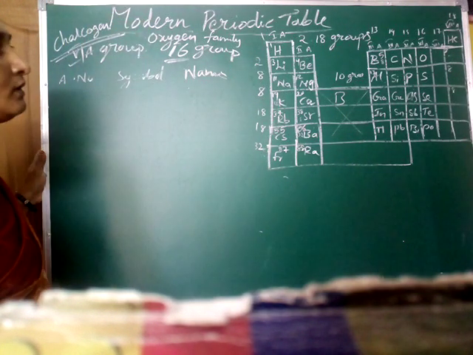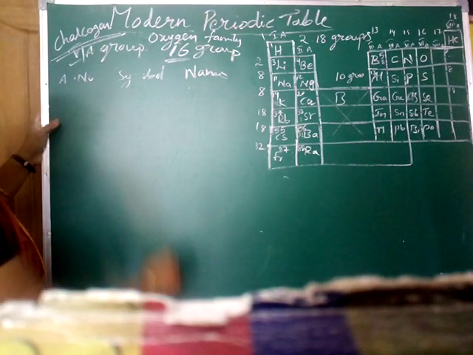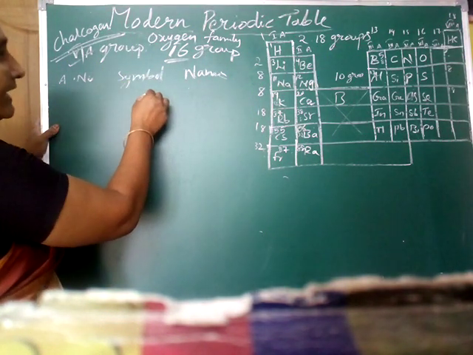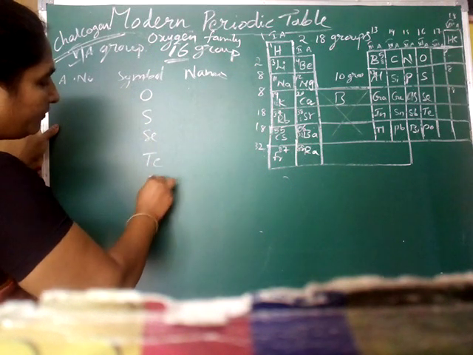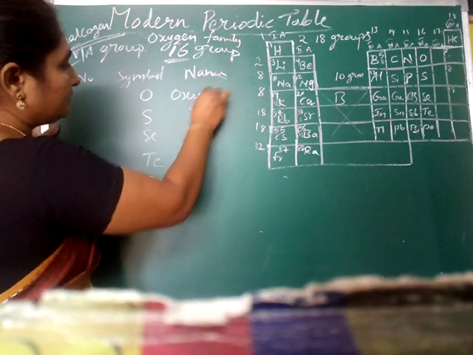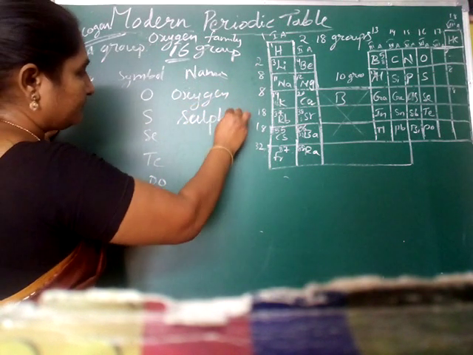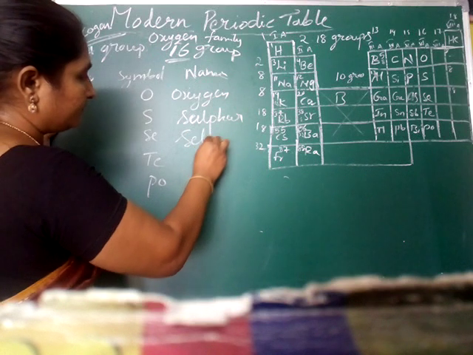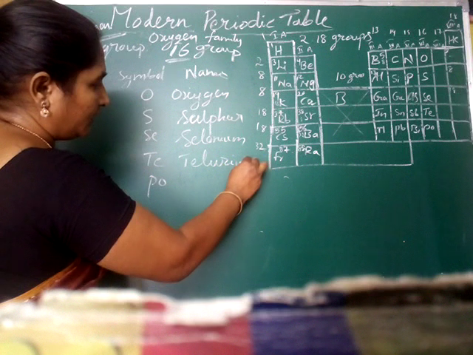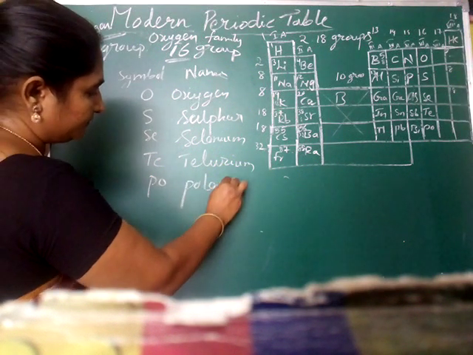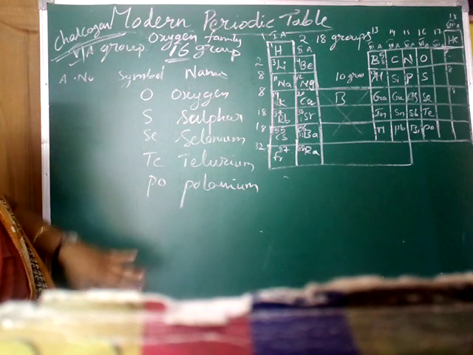Another name for this one is chalcogen family. Now first write the names of this one: oxygen, sulfur, selenium, tellurium, polonium. These are the names of the elements in the 6th A group elements.